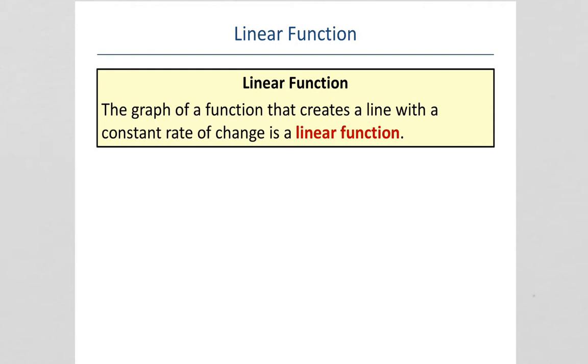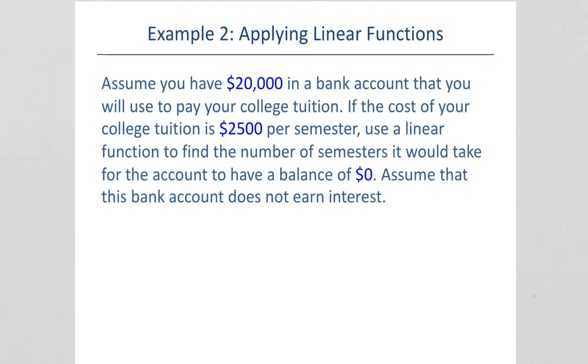The graph of a function that creates a line with a constant rate of change, or slope, is a linear function. Assume you have $20,000 in a bank account that you'll use to pay your college tuition. If the cost of your college tuition is $2,500 per semester, use a linear function to find the number of semesters it would take for the account to have a balance of 0. And assume that this bank account does not earn interest. So I guess it's a jar of money under your bed.